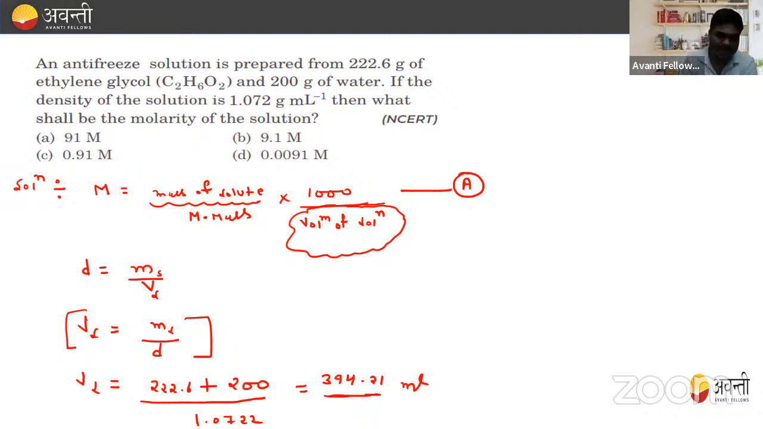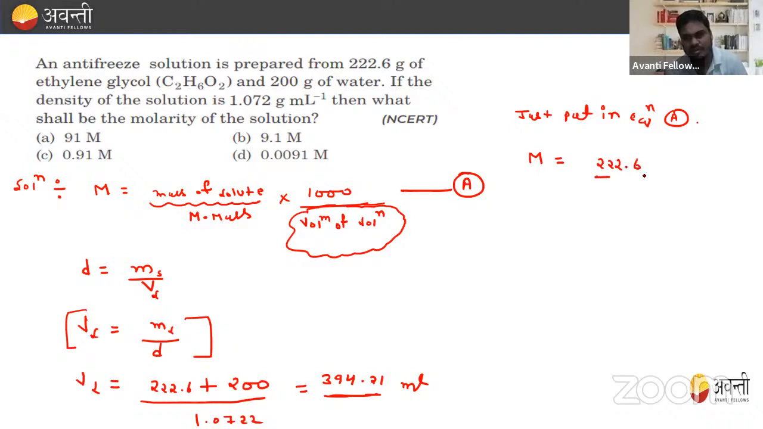Now what to do? Now we can calculate molarity or not? Yes, definitely. If you get the volume, then we can easily calculate. Just put it in equation A. So what is equation A here, beta? Mass of the solute is already given, 222.6. What is the molar mass here, beta? You have to calculate it, right? Ethylene glycol. How will you calculate, beta?